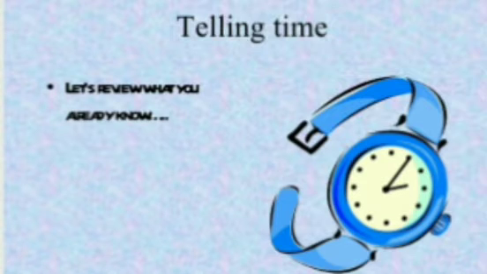We will see the quick review of whatever was taught in time till now and we will learn how to add and subtract time. So let us have a quick review of what you already know about time.